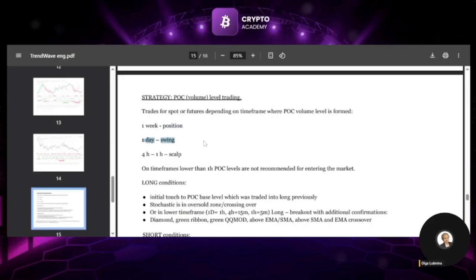If this trade is on a daily time frame, such a trade can be traded both long and short. Most likely it will be a swing trade with corresponding stop loss and TP sizes.